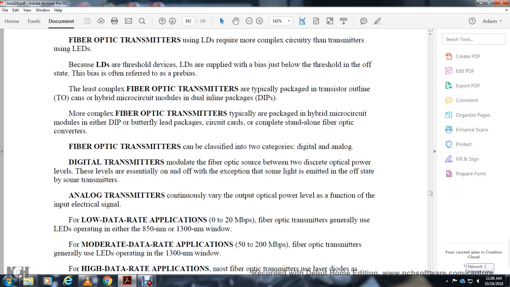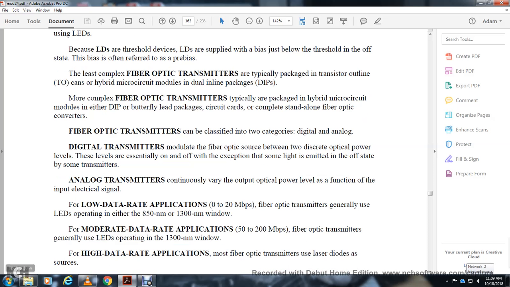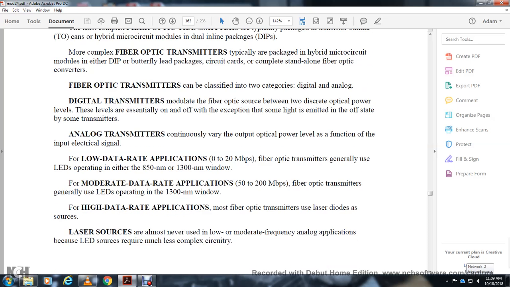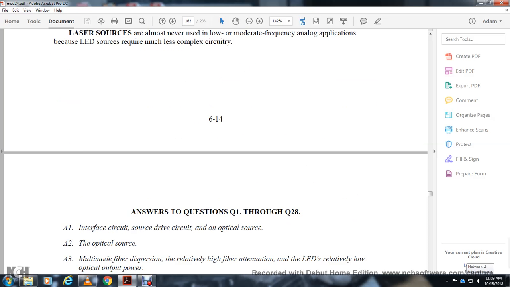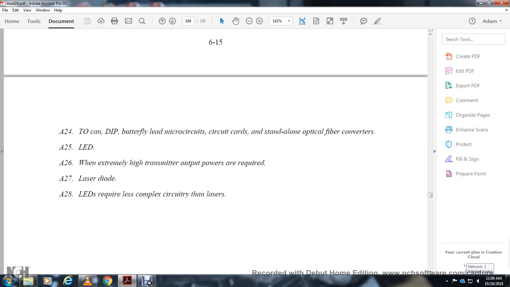For low data rate applications of 0 to 20 megabits per second, fiber optic transmitters generally use LEDs operating at either the 850 nanometer or 1300 nanometer window. For moderate data rate applications of 50 to 200 megabits per second, fiber optic transmitters generally use LEDs operating at the 1300 nanometer window. For high data rate applications, most fiber optic transmitters use laser diodes as the source. Laser sources are generally not used in low or moderate frequency analog applications because LED sources require much less complex circuitry. And that was the Chapter 6 summary.